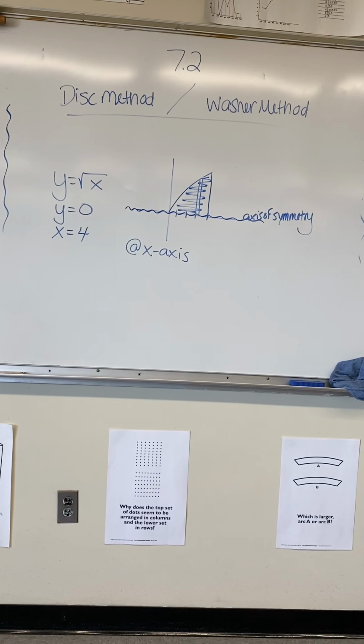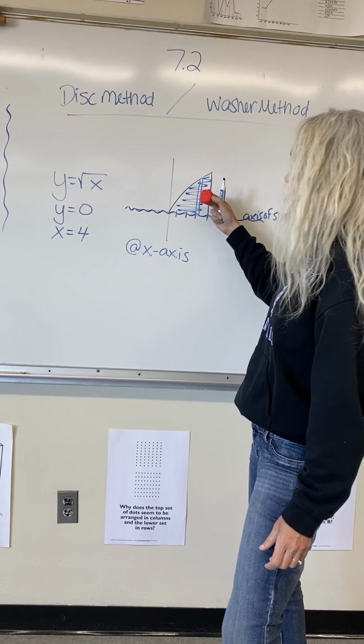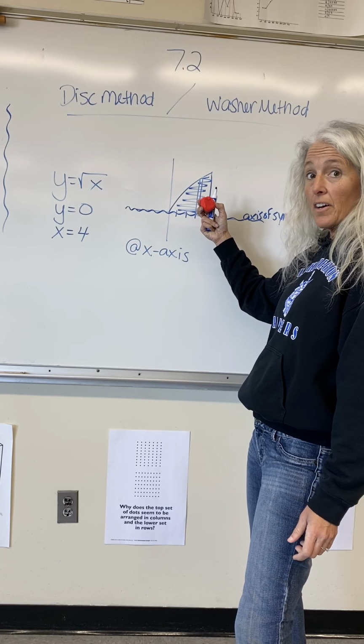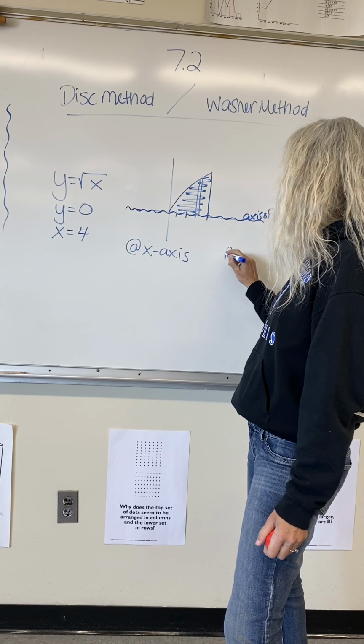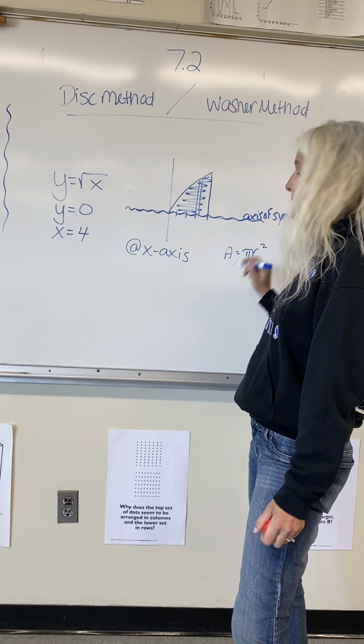Now, we're going to use the idea that I know how to find the area of a circle. The area of a circle is pi r squared.